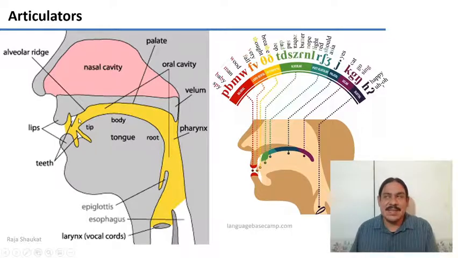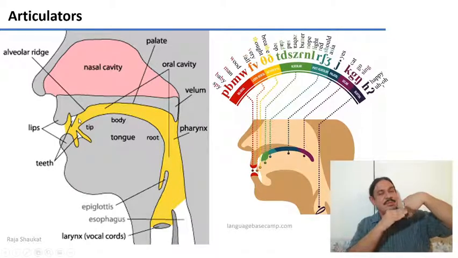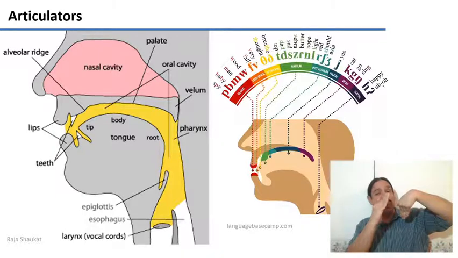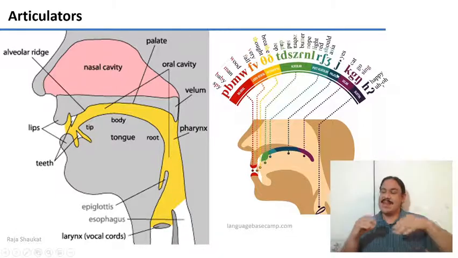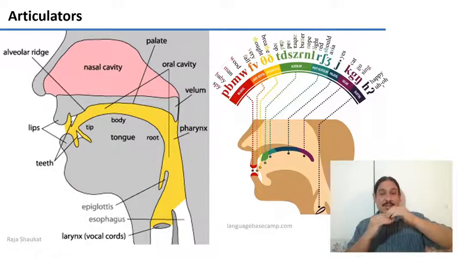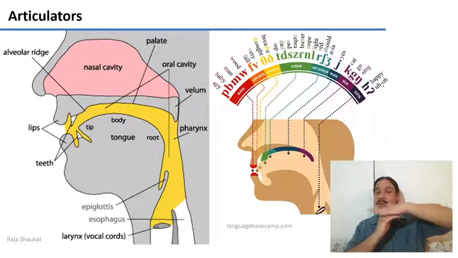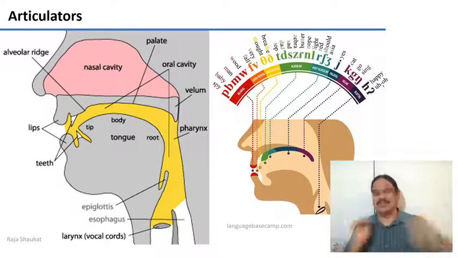If you try to slide your tongue from your teeth to your alveolar ridge and then further back, you bump into a part that's hard. It's your palate or your hard palate. There's English sounds there, for example, yes. That sound is produced when the body of your tongue touches the hard palate, yes.